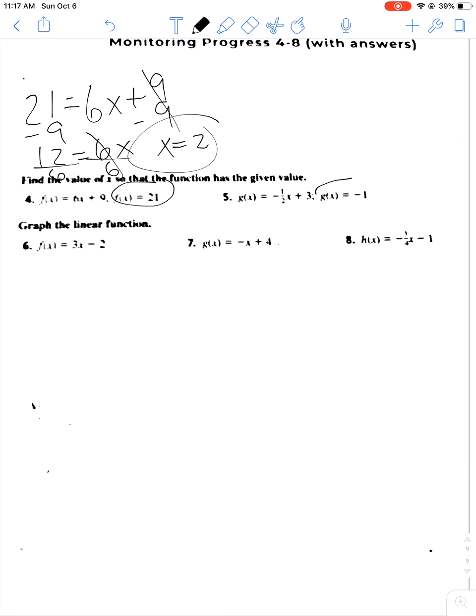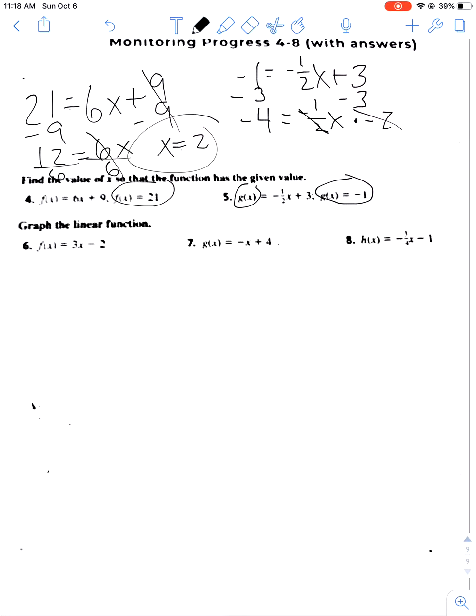All right, on here, it tells us g of x is negative 1. So g of x becomes negative 1. I've got negative 1/2 x plus 3. And since we're solving for x, we're going to subtract 3. That gives me negative 4 equals negative 1/2 x. So I'm going to times by negative 2 to get rid of the negative and the 2. If we do it on one side, got to do it on the other. So that gives me 8 equals 1x. But again, you don't need to write the 1.